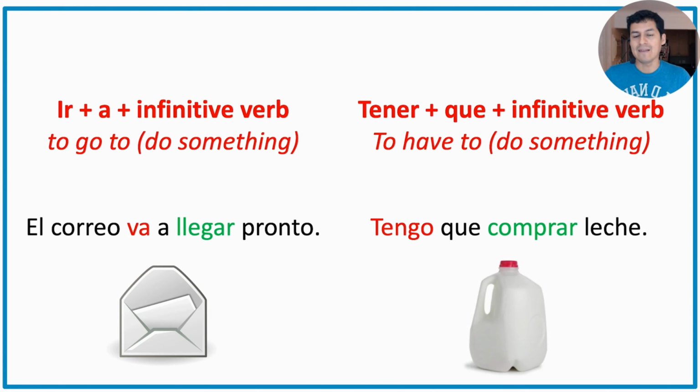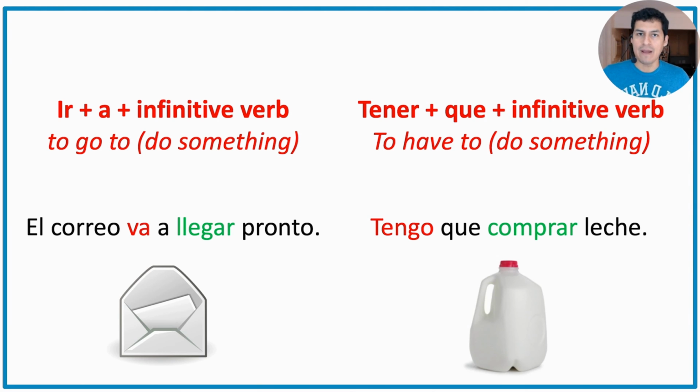For tener, we need que between the verbs. Tener que means to have to do something. This is how you state an obligation, just like in English. For example, tengo que comprar leche. Tengo que comprar leche. Just like before, the verb is still conjugated. Because I used tener, I have to put que after. Then we have the infinitive verb comprar.